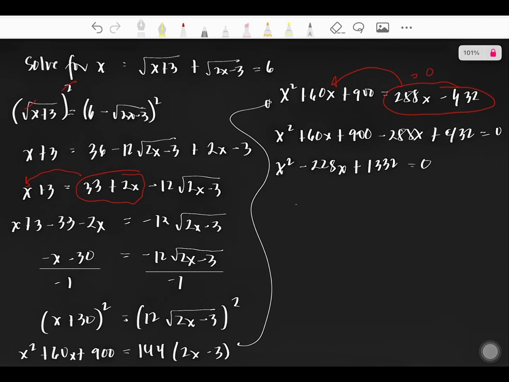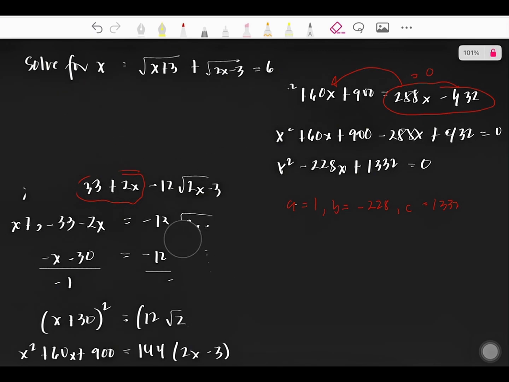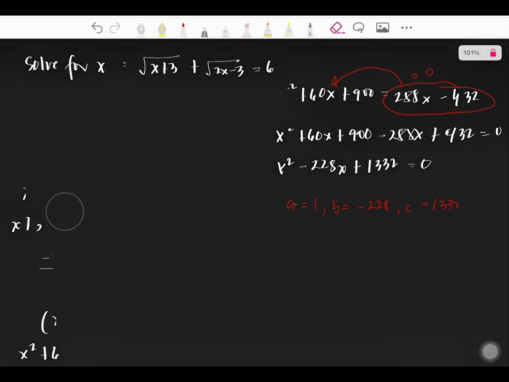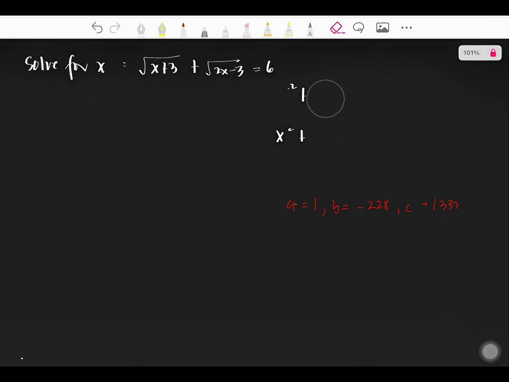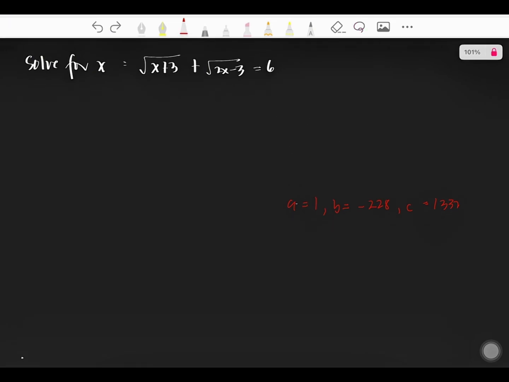Now we can get our a, b, and c from the equation. So now we have our a, which is 1, and b is equal to negative 228, and c is equal to 1332. So let's erase it all and solve for our x using our a, b, and c with the quadratic formula.